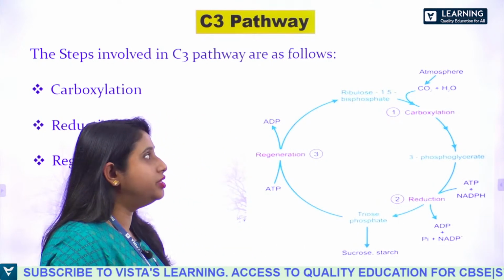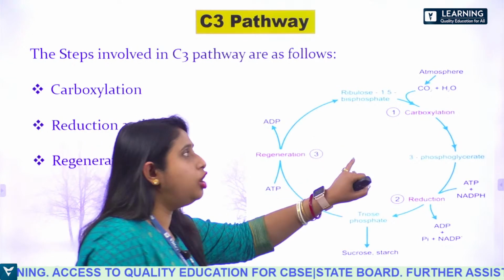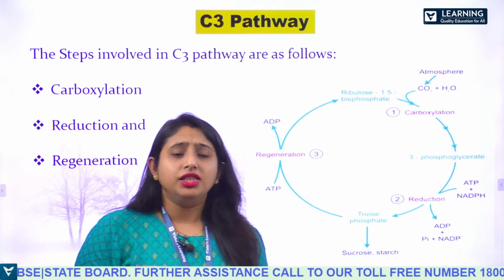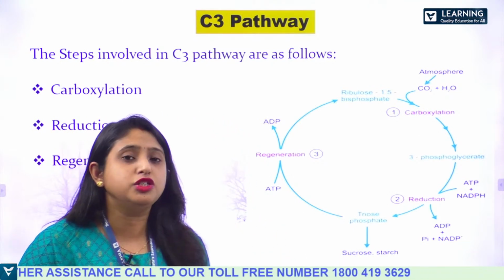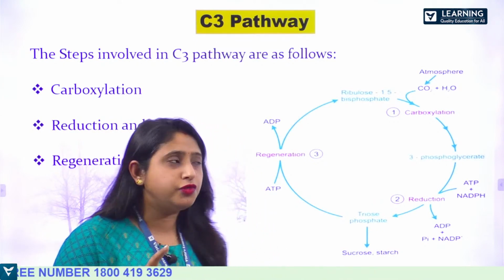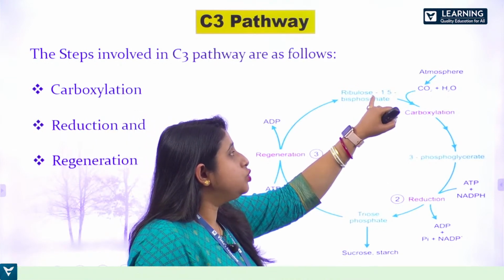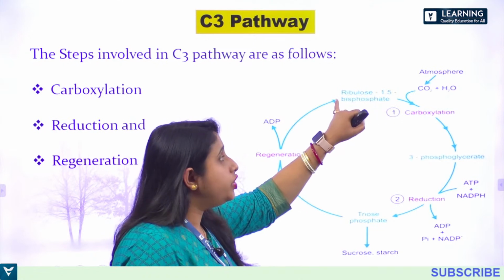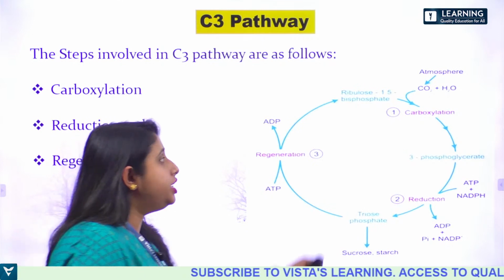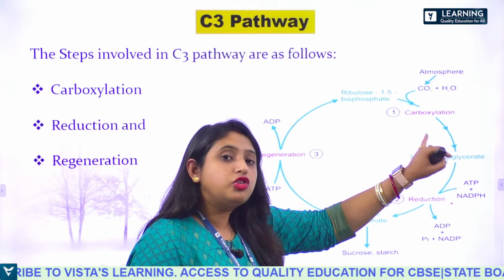See here what happens. Carbon dioxide present in the atmosphere, along with water, comes and combines with RuBP, that is ribulose bisphosphate. Ribulose bisphosphate is a 5-carbon molecule. Ribulose 1,5-bisphosphate, with the help of the enzyme RuBP carboxylase, gets converted into 3-phosphoglycerate, which is a 3-carbon molecule.